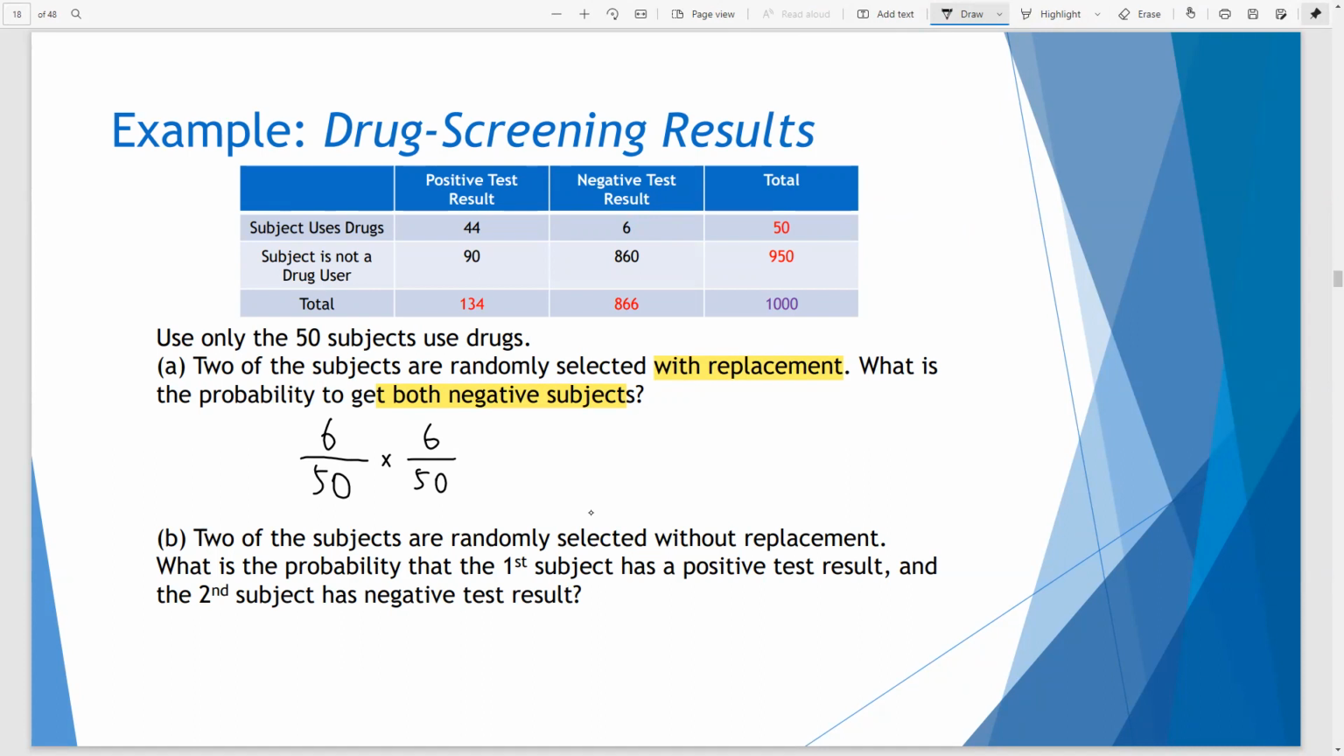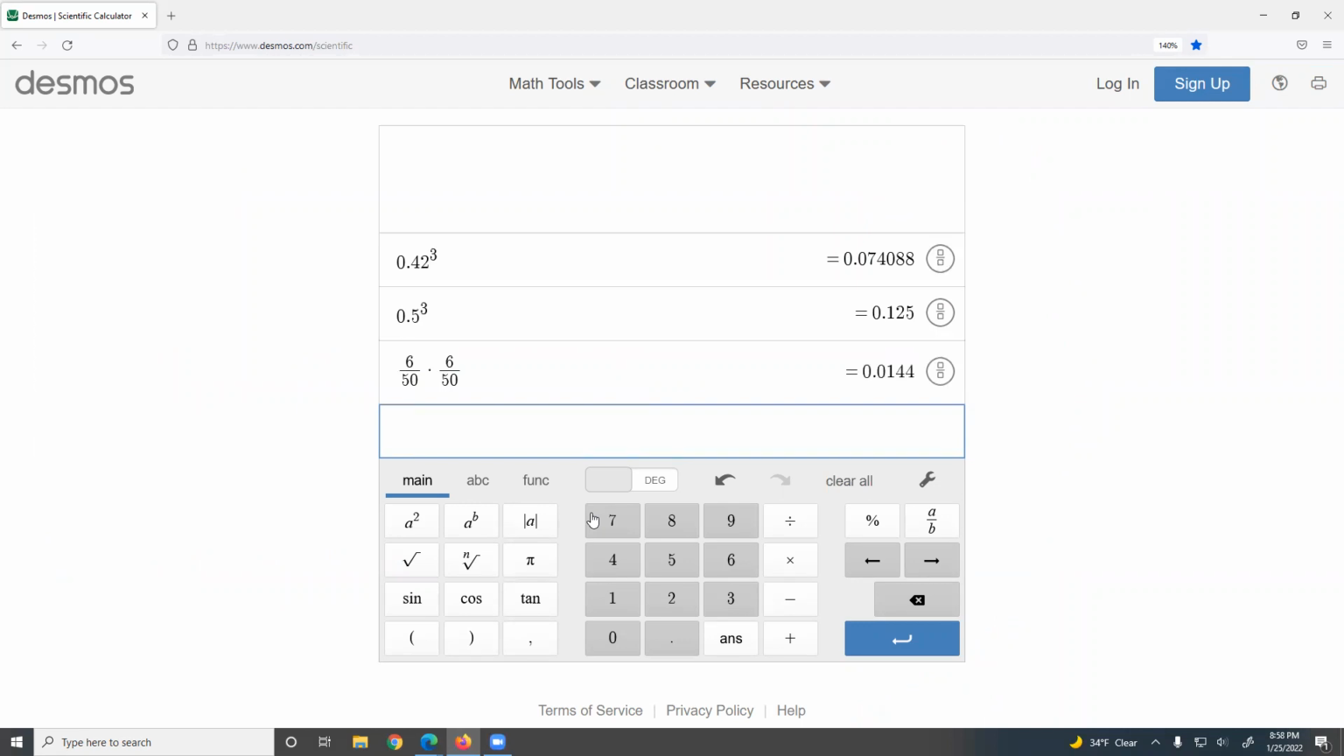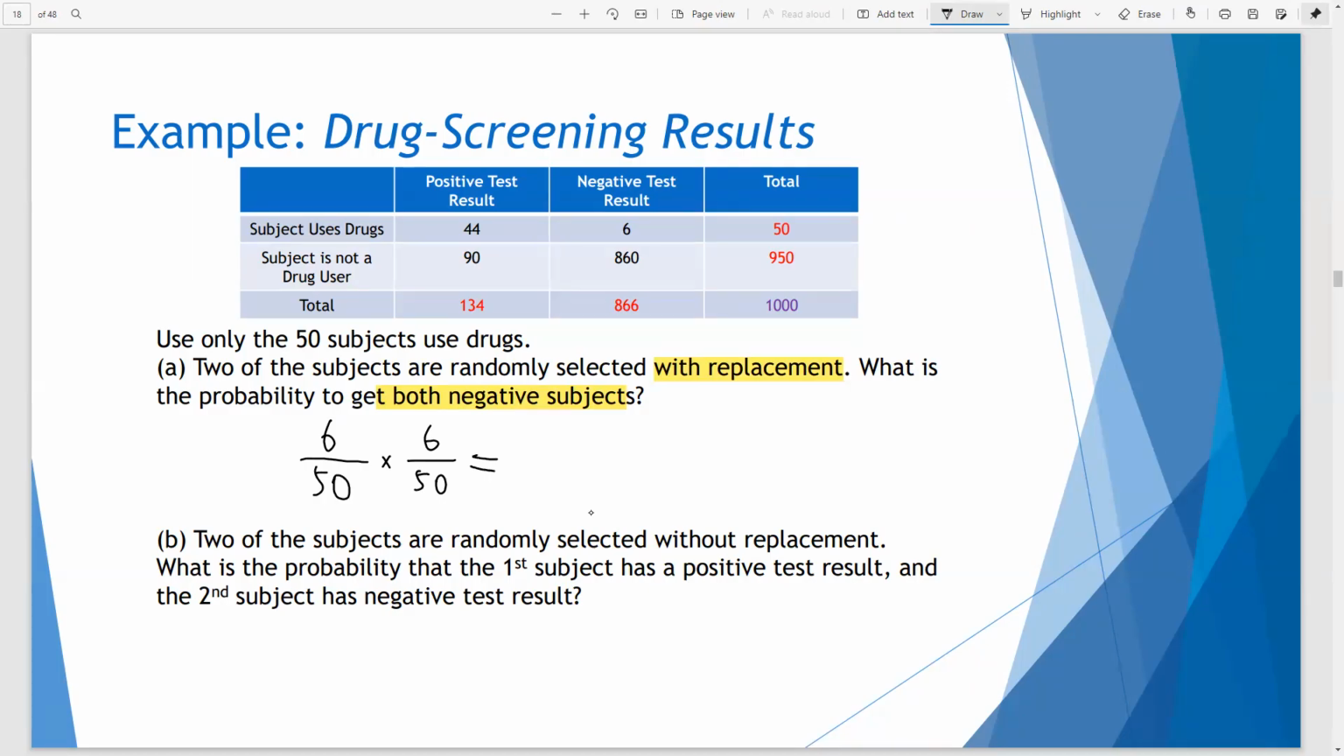So still have 50 to be chosen, right? So 6 over 50 times 6 over 50, you just use calculator. You don't have to show me the simplification, right? That's 0.0144.